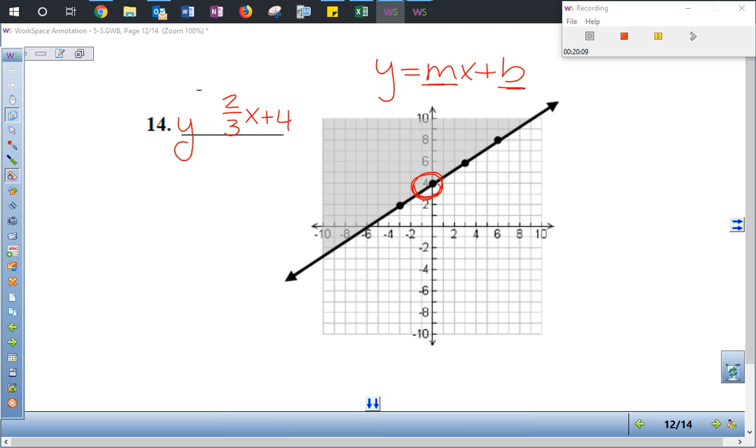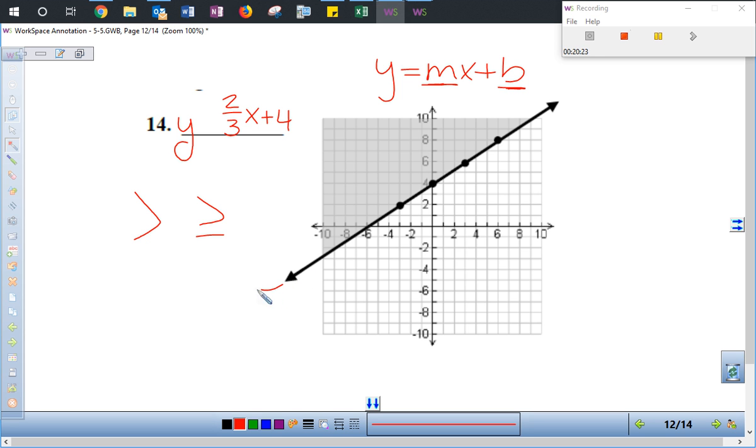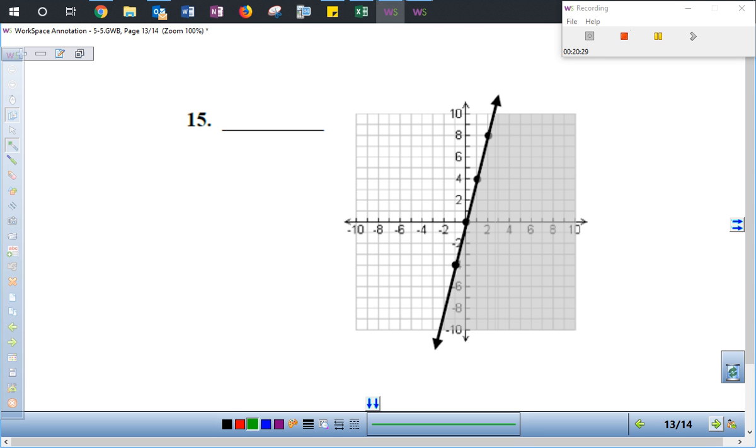Now, if we check out where this graph is shaded, it's being shaded above my line. It looks like my line is holding it up. So that means it's either going to be greater than or equal to. But since my line is solid, that means we're going to have a greater than or equal to. Let's try it again on number 15.